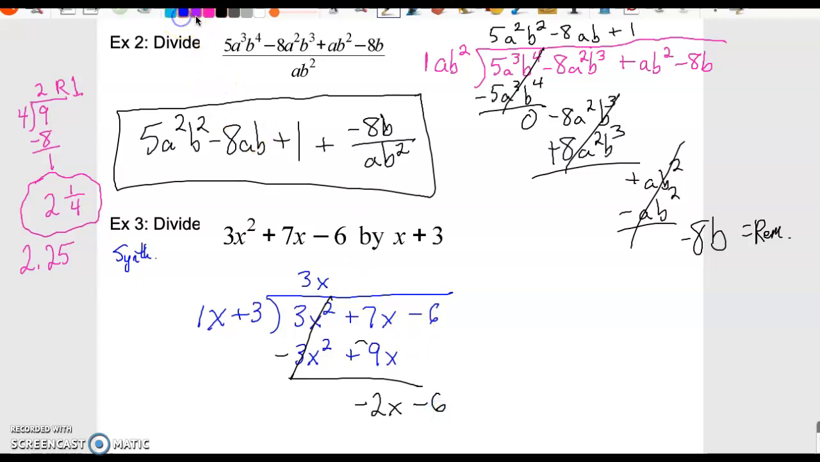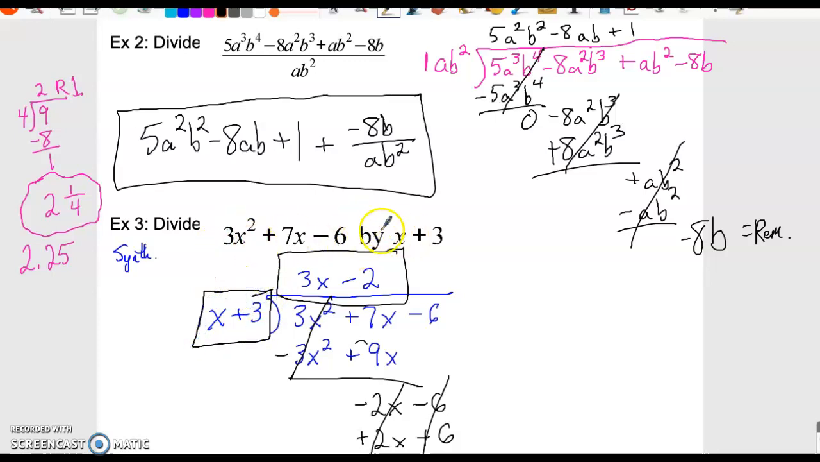Let's go back to blue. So same question now. What times x will give me negative 2x? That answer would be negative 2. And now do negative 2 times each of these pieces. Negative 2 times 1 is negative 2x. Negative 2 times 3 is negative 6. And when you subtract off each piece, they both cancel, and you have no remainder. So what does that mean? That means that 3x minus 2 and x plus 3 are factors of this thing.